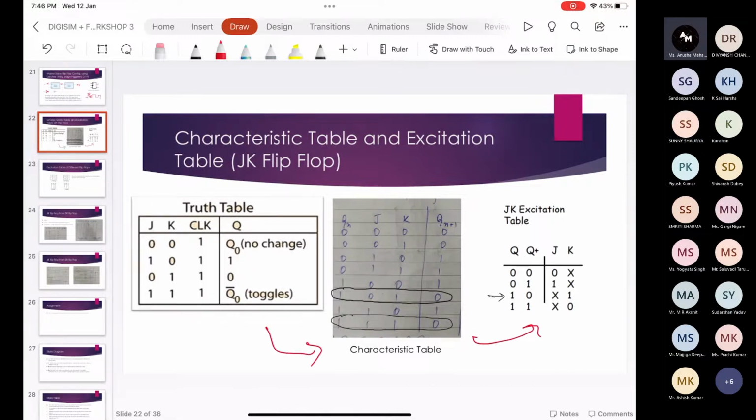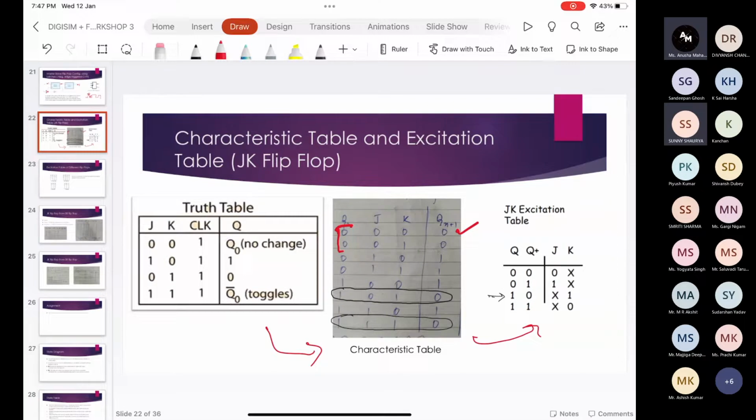As you can see in the characteristic table, the variables are Qn, J, and K. When the values of J and K are 0, the present state is equal to the next state, which is also 0. When J is 0 and K is 1, the next state will be 0. And when J is 1 and K is 0, the next state will be 1. Similarly, we can fill all the details of the next state in the characteristic table.